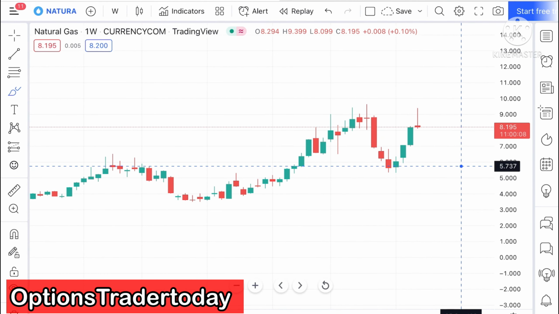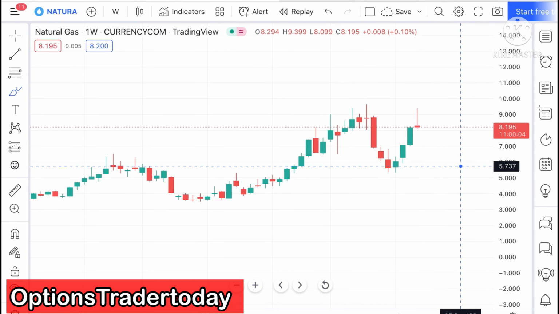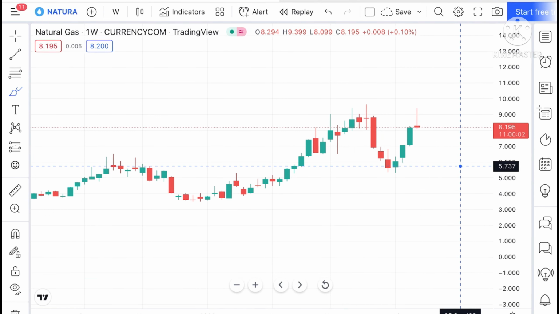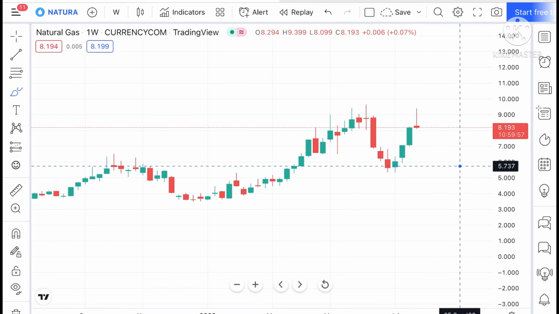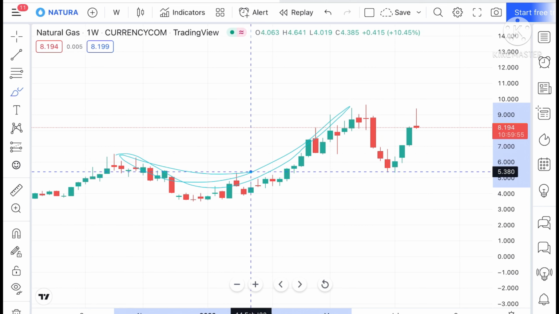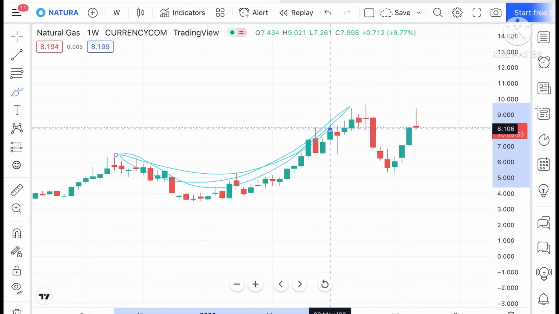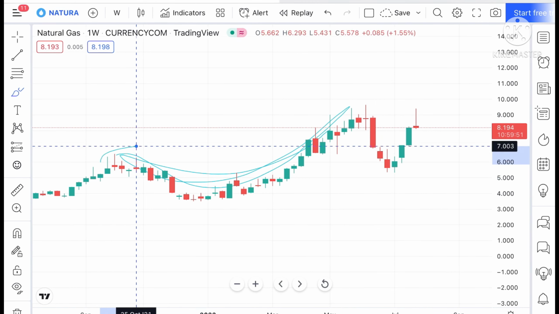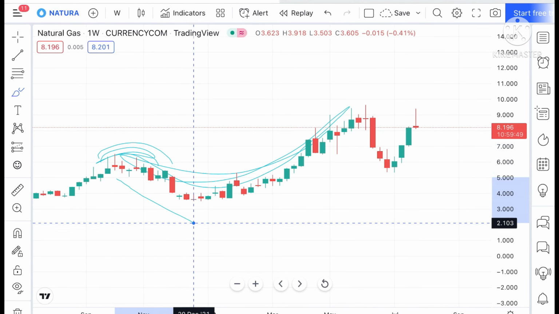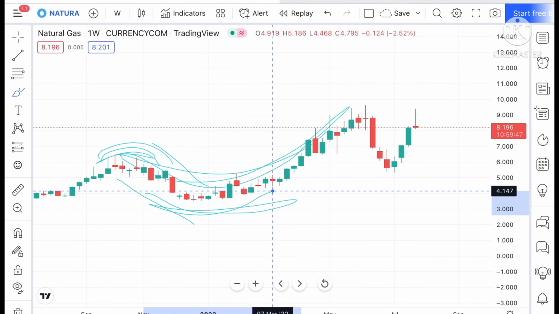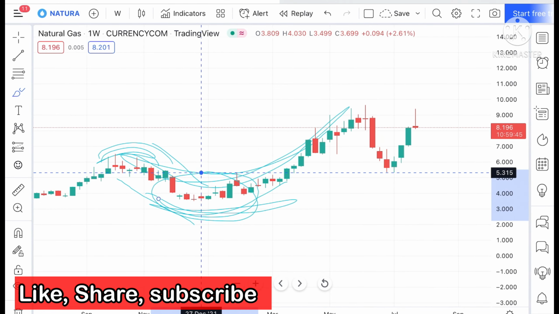So today in this video I'll explain how the natural gas price has moved in the last week and how it can move in the next week. If you look at the chart of natural gas, we have seen a U pattern forming. After making this swing, we have seen a downfall, and then a big swing after the range broke upside.